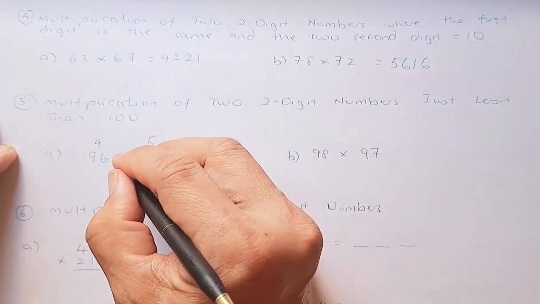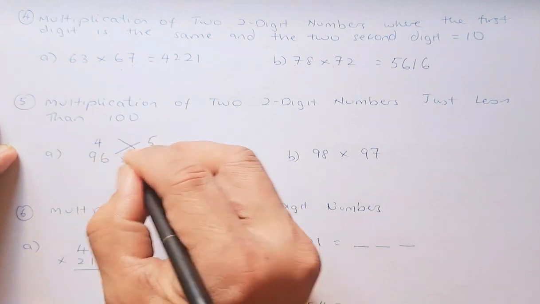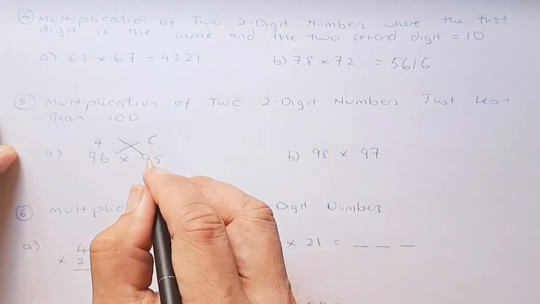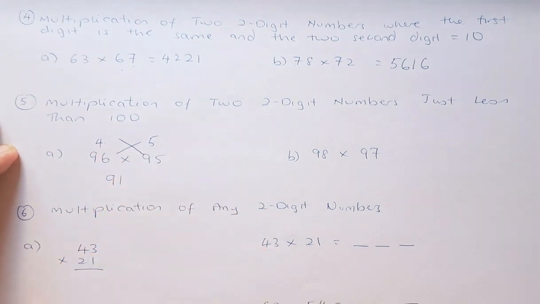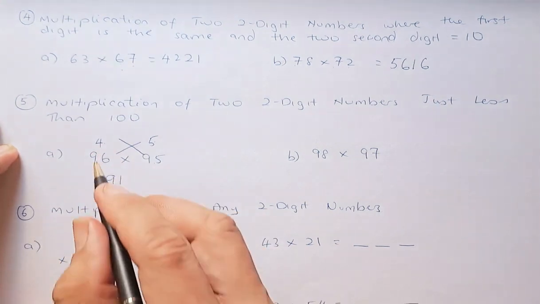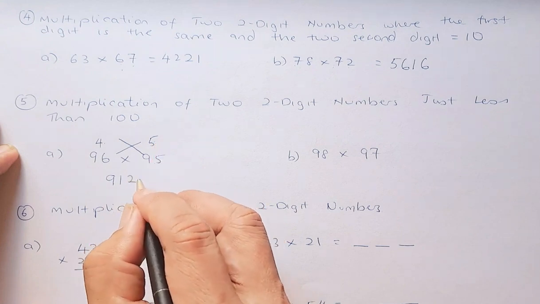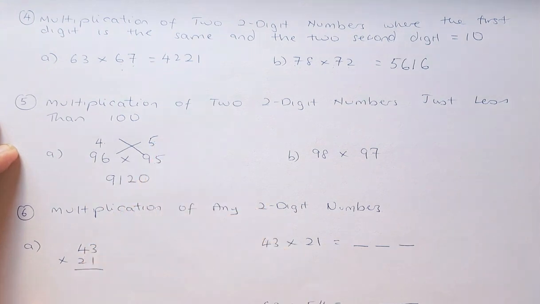So what you're going to do, you're going to cross multiply. Okay, so 96 minus 5 is going to be 91, or 95 minus 4 is 91. So the first 2 digits is 91. And the second digit, just multiply 4 by 5. So the answer is 9,120. Okay.